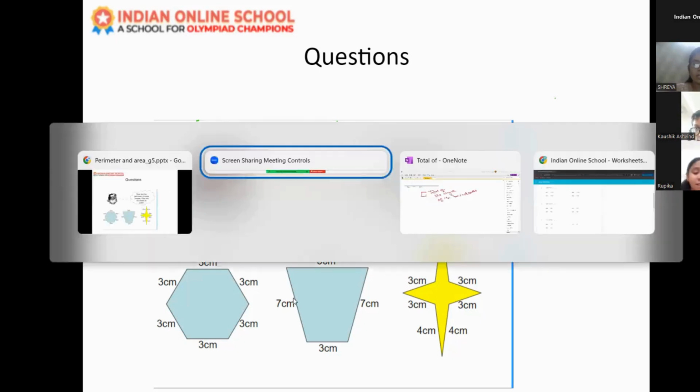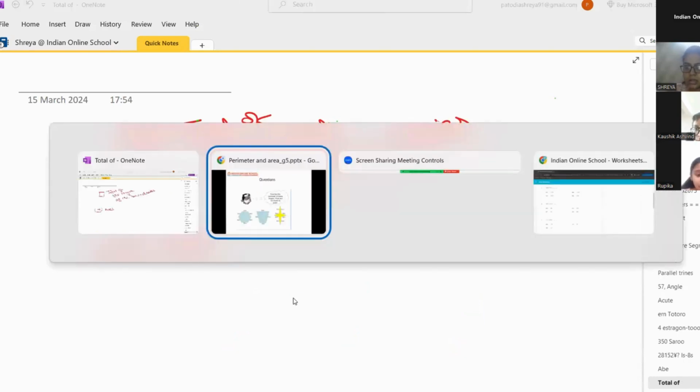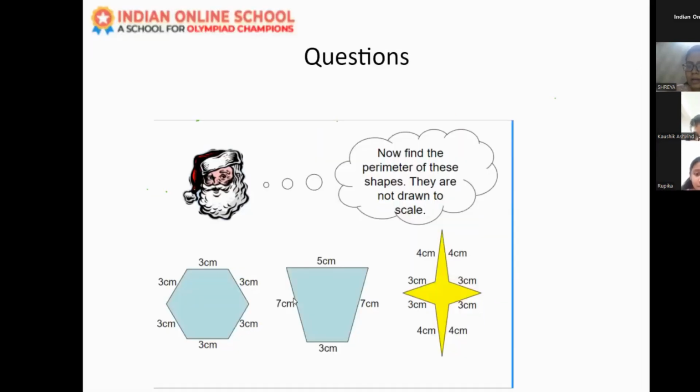So perimeter means basically, Rupika, add up all the sides. Add up the length of all the boundaries. Okay, Rupika? So if you have to calculate the perimeter of this, what would it be? Yes, Rupika? Ma'am, I don't know. Okay, we don't have to do anything. It's very simple. Just add up all the sides.